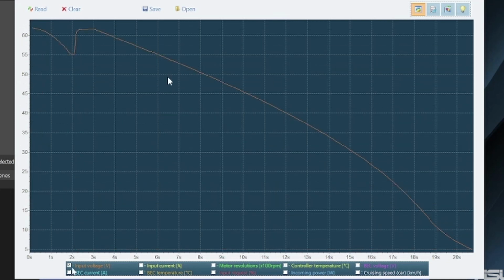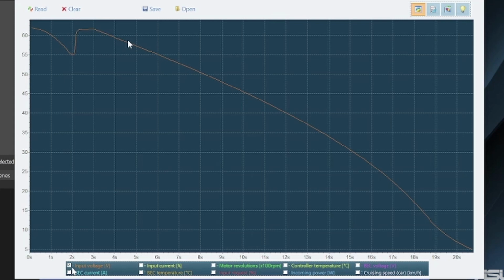Now let's take a look at voltage. That's what this orange graph here is. This is battery voltage. You can see how we started at about 62 volts. Maximum for the ESC is 63. And the voltage sag as the current draw goes up drops it down to about 55 volts. And then when it shuts off, it pops right back up.